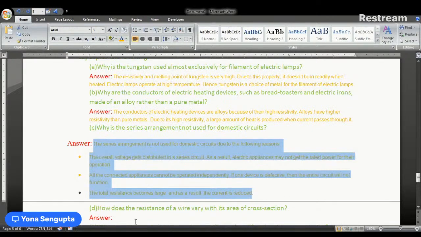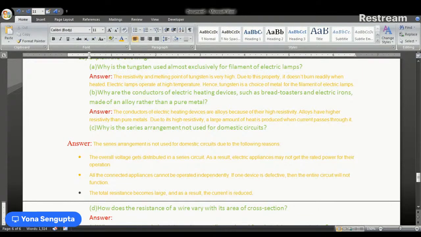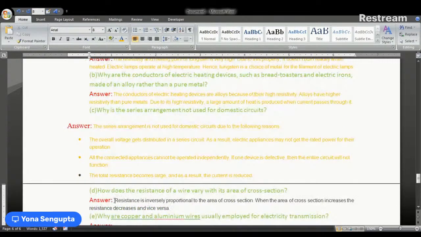Okay, next we have number D, 18A. The question is, how does the resistance of a wire vary with its area of cross section? Now, as we know, resistance is inversely proportional to the area of cross section. When the area of cross section increases, the resistance decreases, and vice versa. So, this is the answer for number D.